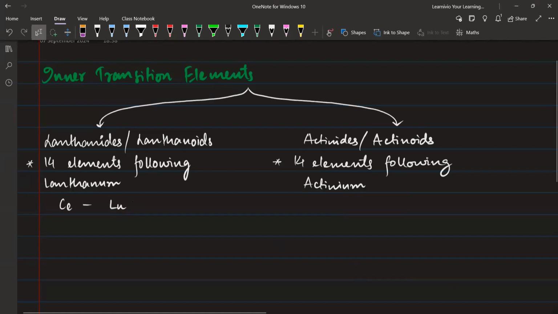अच्छा, by the way, what is the atomic number of cerium and lutetium? Cerium is 58 and lutetium is 71. 58 से लेके 71. These are the lanthanides. And actinides में you have starting from thorium to lawrencium. Thorium, that is 90, to lawrencium, that is Lr, 103, Lr lawrencium. Please copy this down.